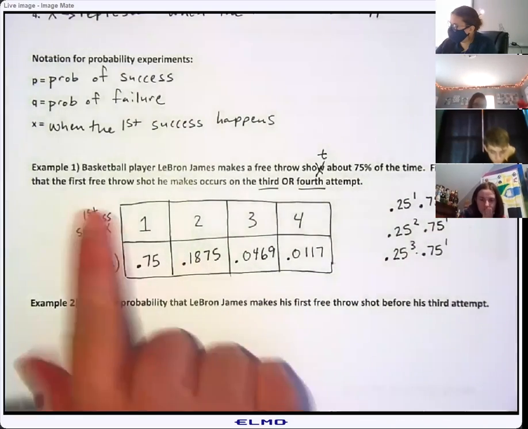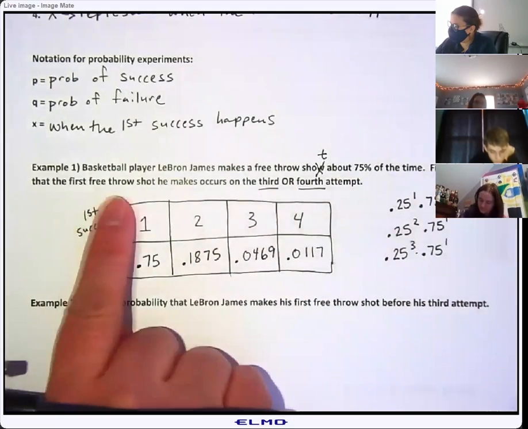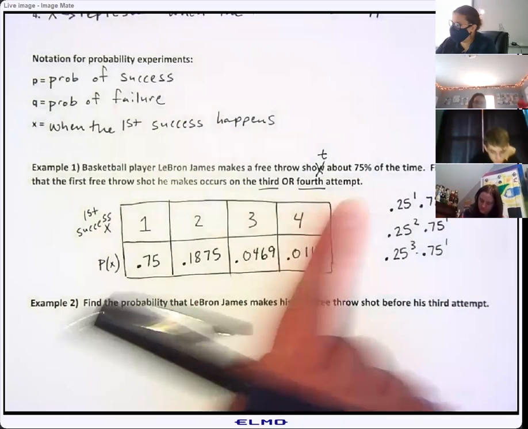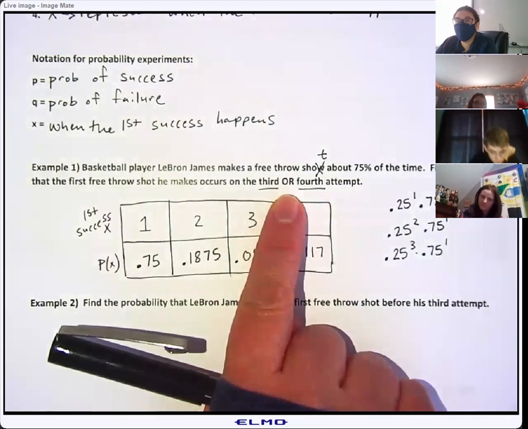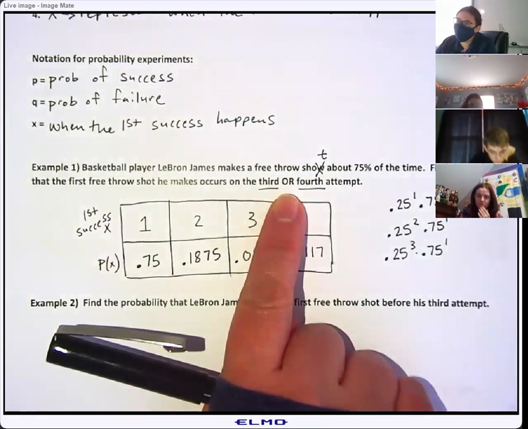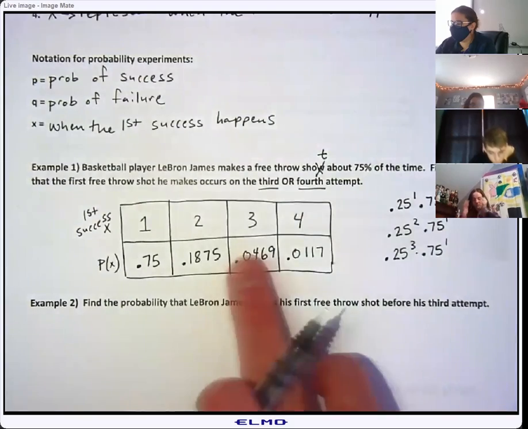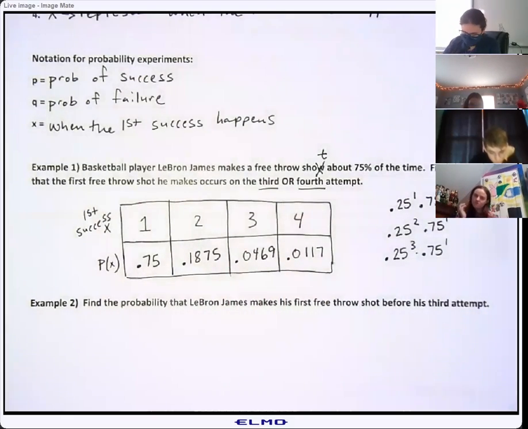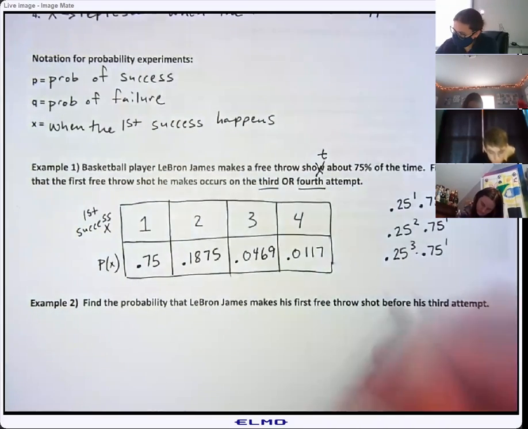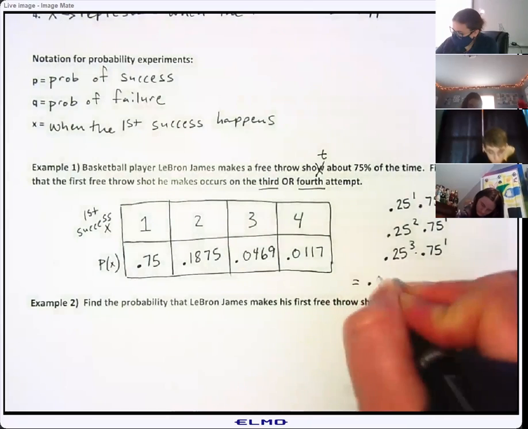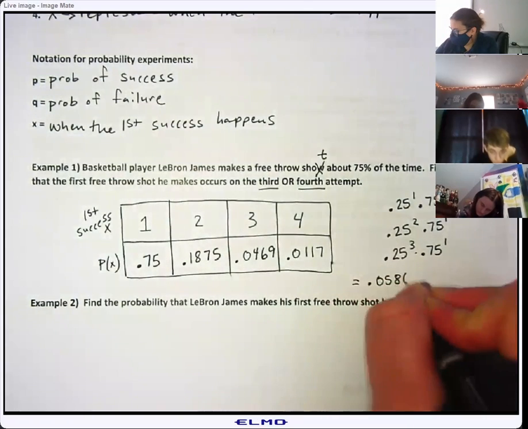Okay, now this says find the probability that the first free throw shot he makes occurs on the third or the fourth attempt. What does or mean in probability again? Add and subtract the overlap. Can he get it right on his third attempt for the first time and his fourth attempt for the first time? No, there's no overlap. So you're just going to add these 2 numbers together. So the question is 0.0469 plus 0.0117, which is 0.0586.